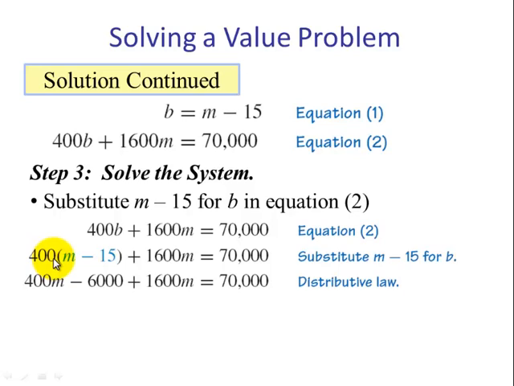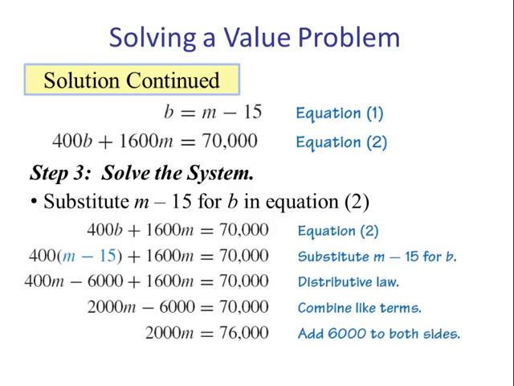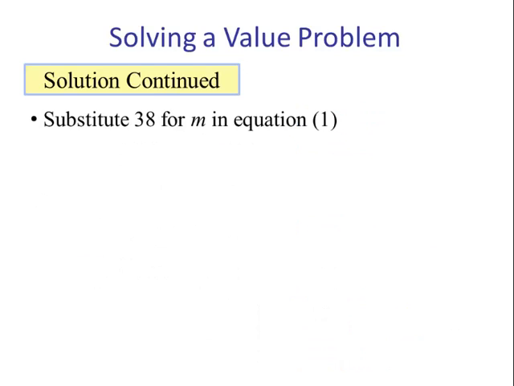So first we do the distributive property. 400 times M is 400M minus 400 times 15, which is 6,000. The next step is to combine like terms. So 400M plus 1,600M is 2,000M. Next, we add 6,000 to both sides, and then we divide by 2,000, and we see that M is equal to 38. So if we go to equation 1 and substitute 38 for M, we can find B.